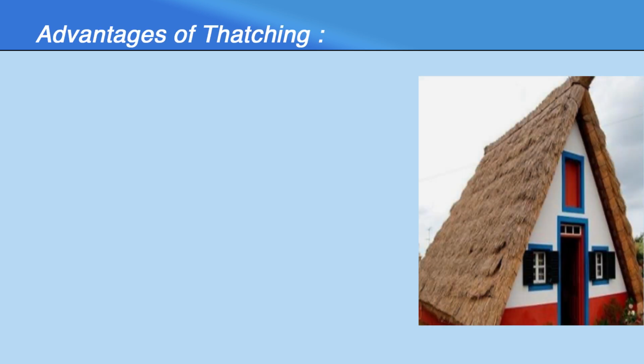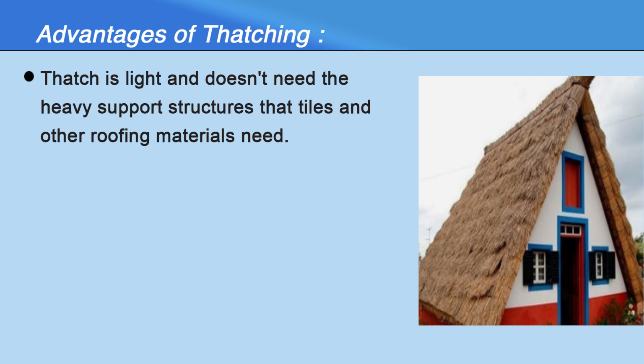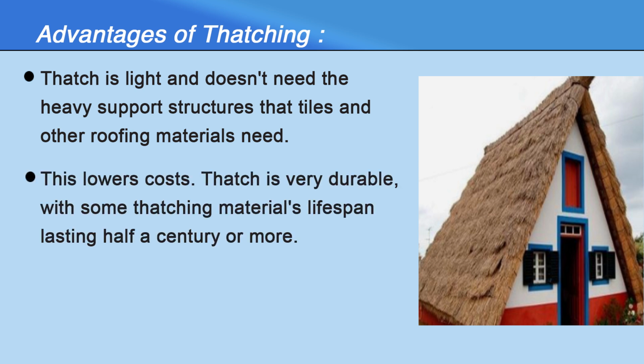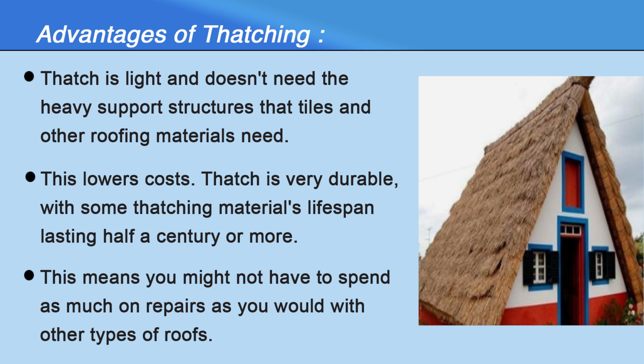Advantages of this roof: the thatching is light and does not need a heavy support structure like tiles and other roofing materials need. This is lower cost. Thatching is very durable, with some thatching materials lasting half a century or more. This means you might not have to spend as much on repairs as you would with other types of roof.